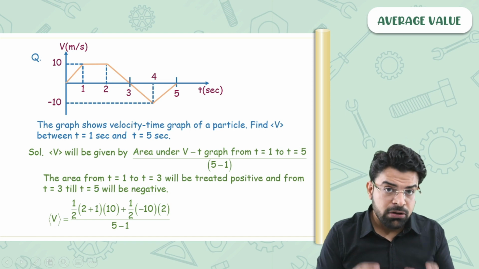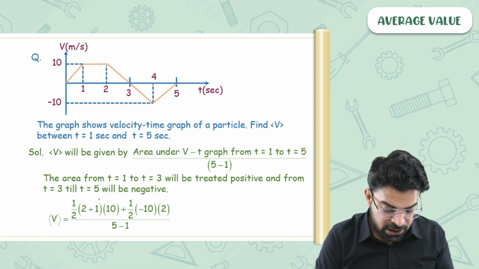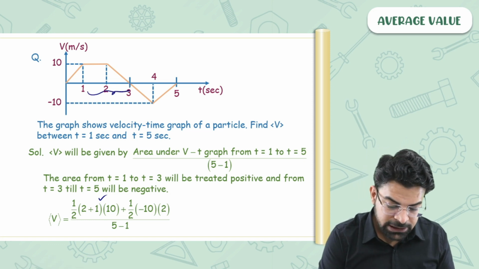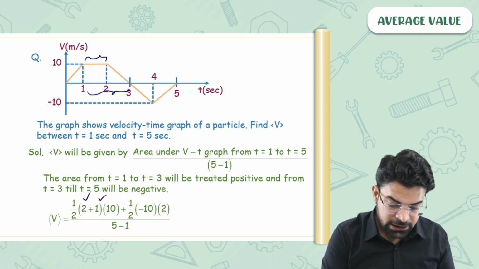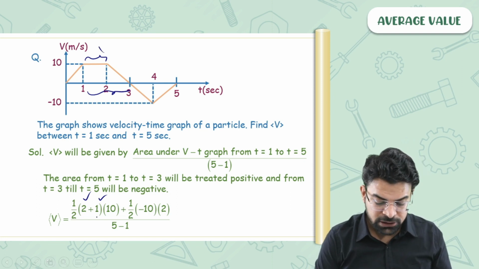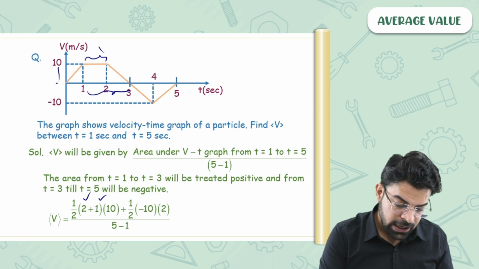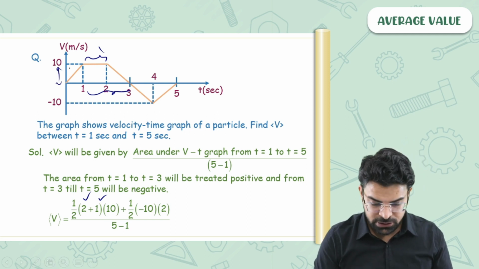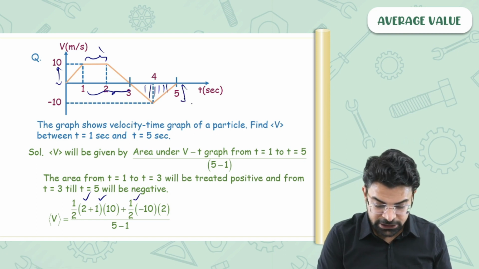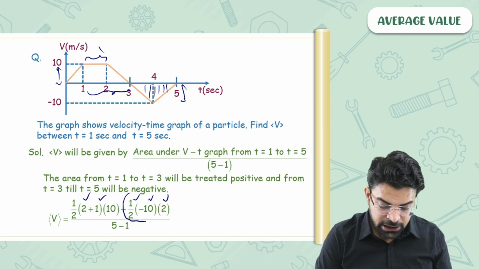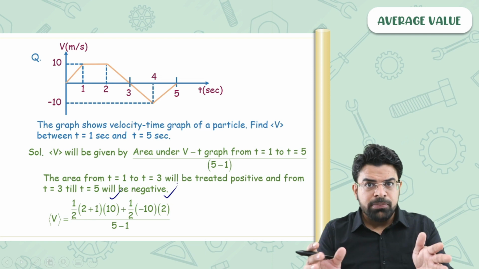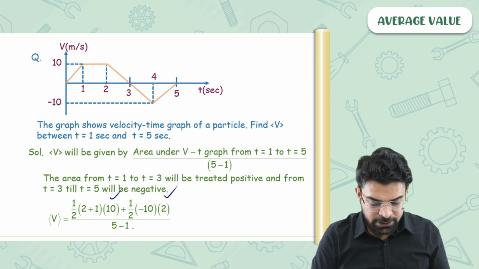So you will say the overall area under the vt graph will be the area of the positive part. The area of the positive part will be half into the sum of parallel sides. This length is 2. This length is 2 minus 1, that is 1. Sorry, half into 2 plus 1 into the height. The height here is 10, plus the negative area of this triangle. Half into this height, which is minus 10, into 2. So see, the area of the triangle comes out to be negative. So the overall area between time equals 1 and time equals 5 is divided by the time gap.